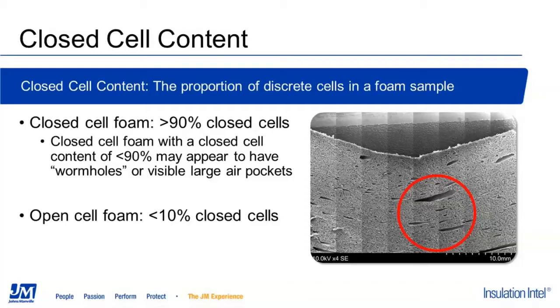But as lifts increase, cells can stretch and break. If you cut through a sample of closed-cell foam with a closed-cell content of less than 90%, you may see large visible air pockets, often called wormholes. These wormholes let valuable blowing agent escape and can cause the foam to lose insulating power. For reference, open-cell foam typically has less than 10% of closed cells.